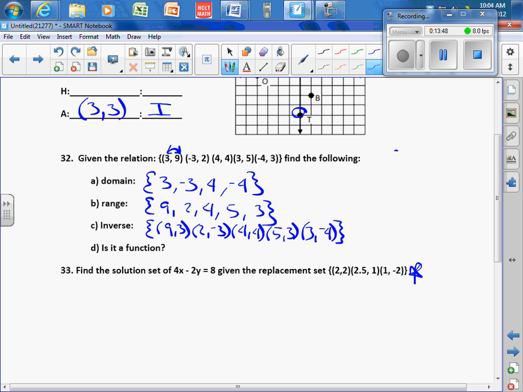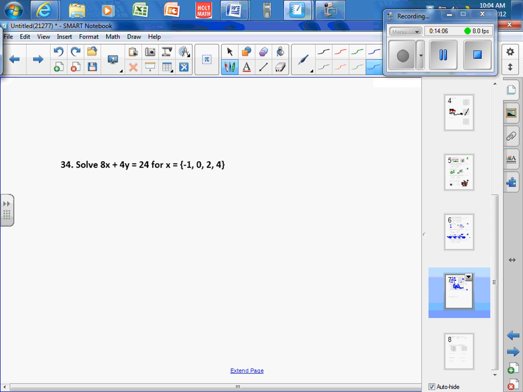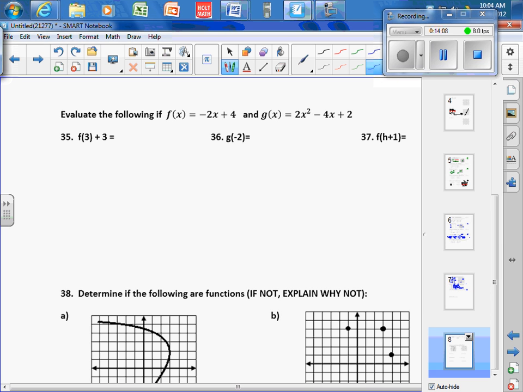And is this a function? No, because of the 3 being repeated, it is not. Number 33, we're going to come back to that one later. 34 would just be making an XY table. I'll come back to that one later.